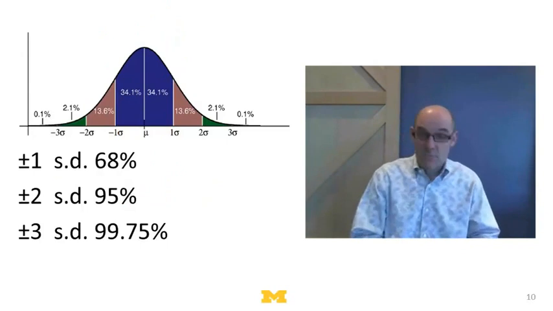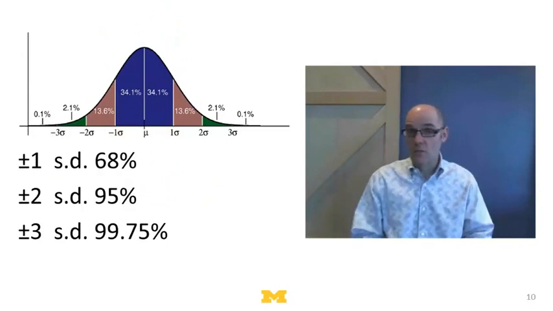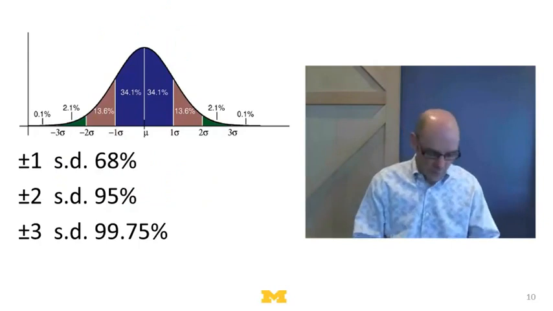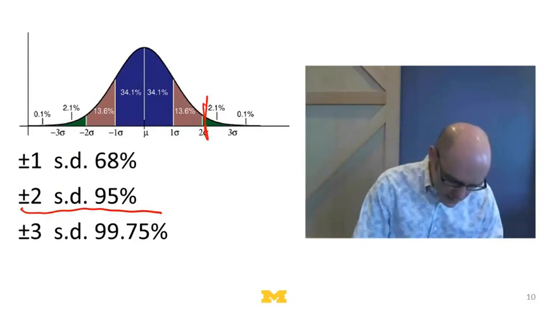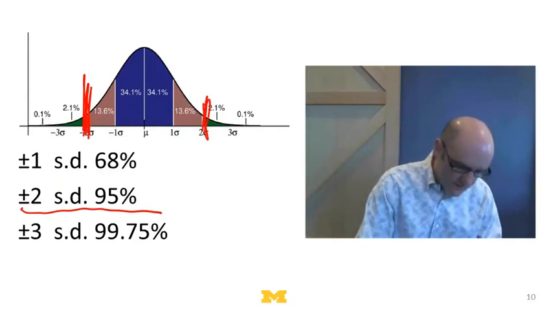Now, in fact, since that's true for 1, it's also going to be true for 2 and 3 and 4, right? So there's going to be a 95% chance I'm within 2 standard deviations.